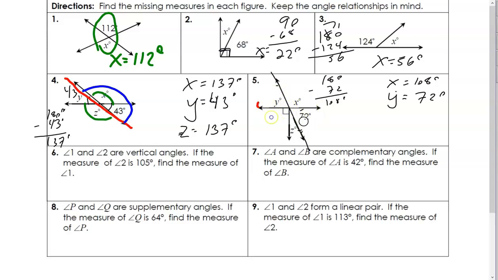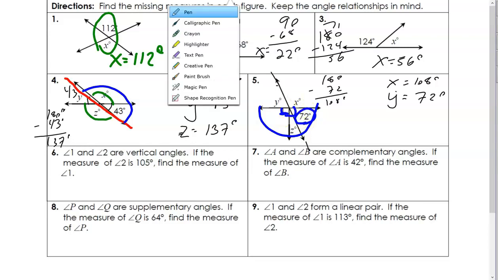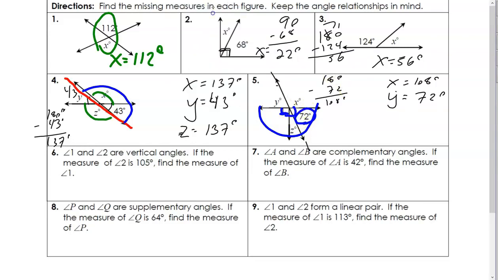And then finally, we'll erase some of this. We could see that this right here is a right angle, making that 90 degrees. Well, these two angles here are 180, so that makes this 90. And of that 90, we see we have 72. So z is just going to equal 90 minus 72, which is 18 degrees. So z is going to be 18 degrees.